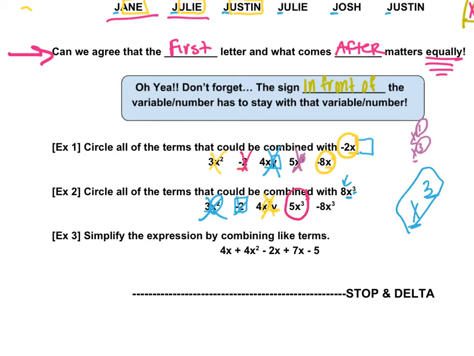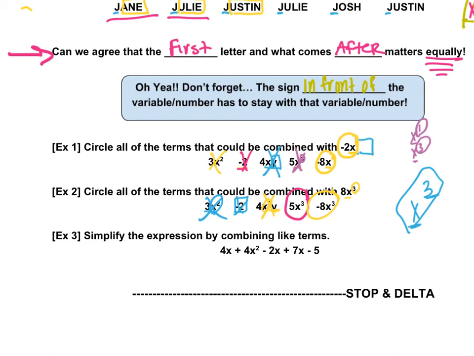Let's look at this last one. Negative 8x cubed. So what we're looking for is x with a 3 behind it, x with a 3 behind it. And so they're identical names. They have the same starting letter and they have the same thing coming after. So I also know that this is a like term. So those last two terms are the only two like terms in that list.